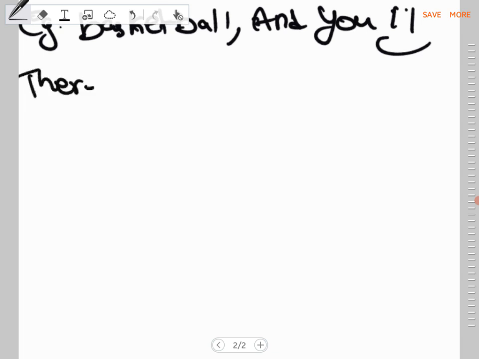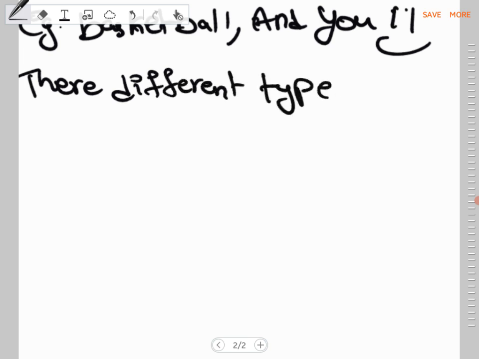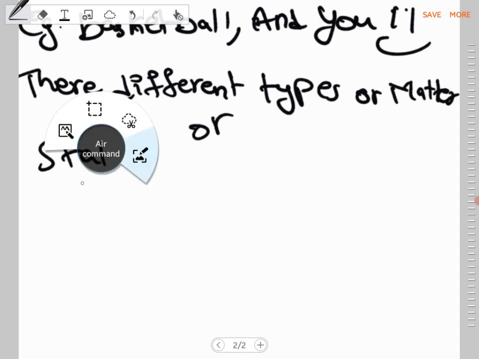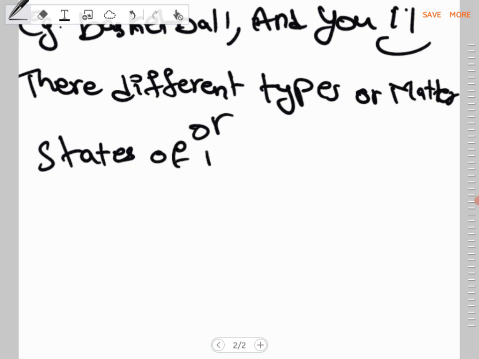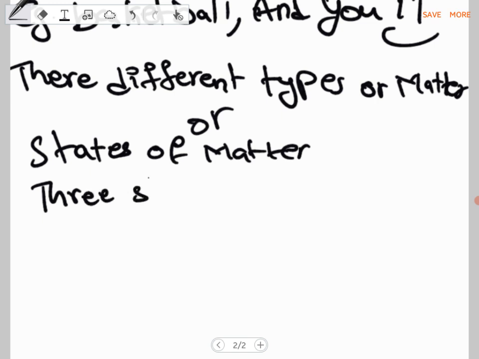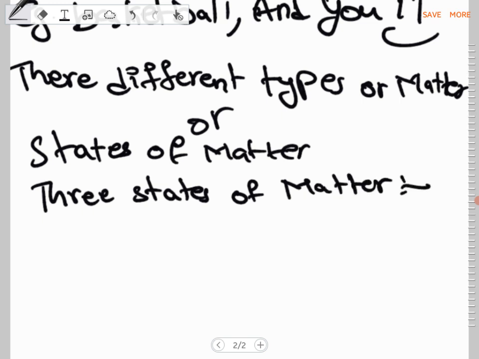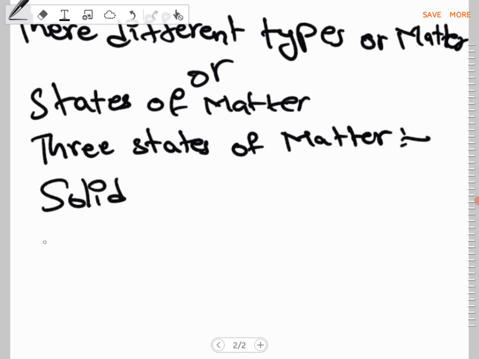There are different types of matter, or you could say states of matter. There are mainly three states of matter. It's solid, liquid, and gas.